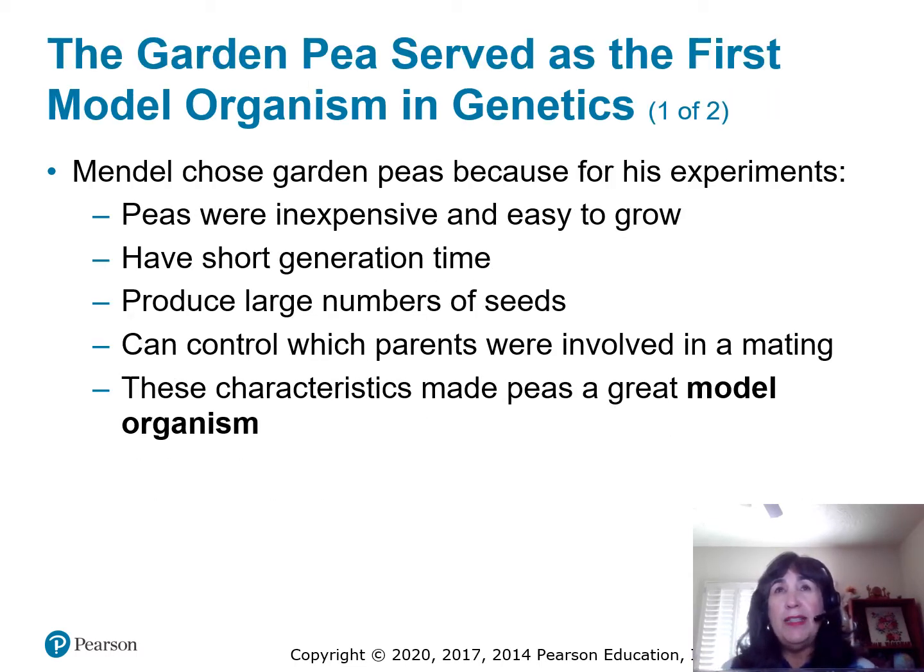So the garden pea served as the first model organism in genetics. Peas are inexpensive, they're easy to grow. You can grow many generations in 1 year. They produce a lot of seed, they're large and you can visually see them. And you can control which parents are going to have offspring. And these are characteristics which made peas a great model organism. The other thing is if you're messing around with which parents will be able to mate, no one's going to get angry when you're controlling reproduction of plants.